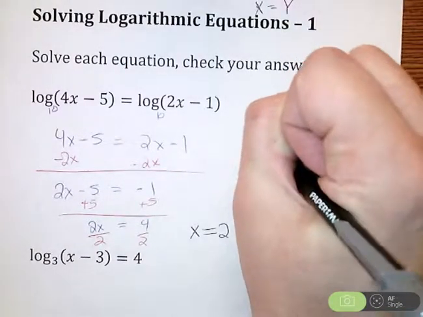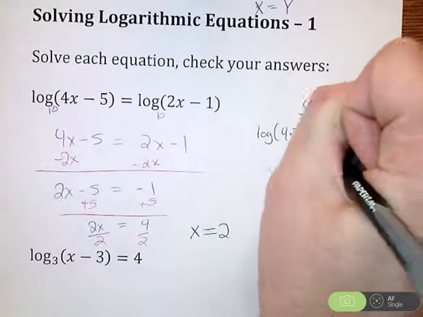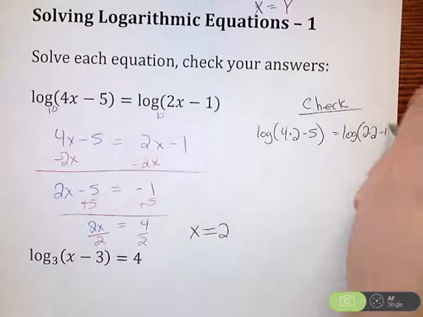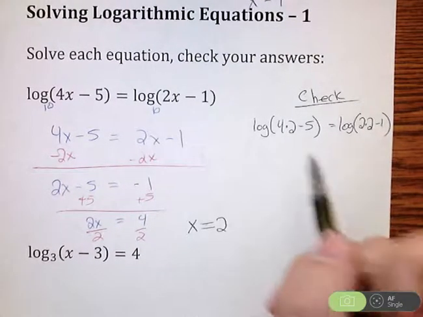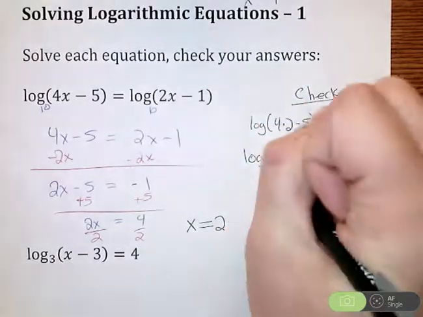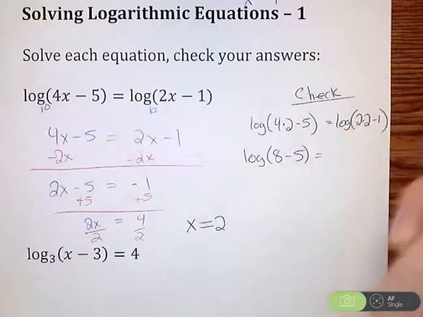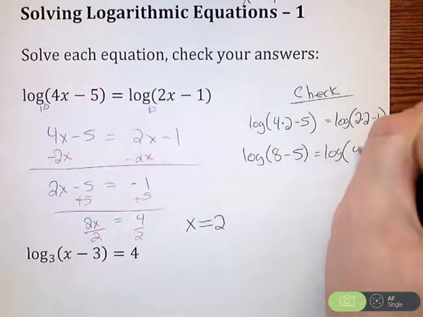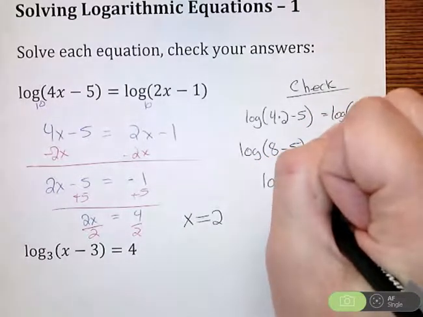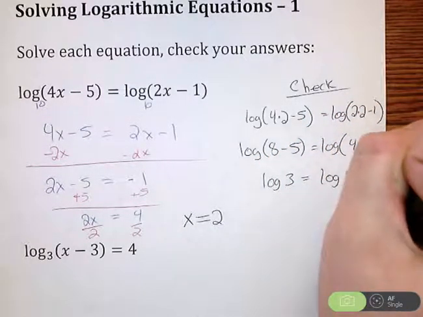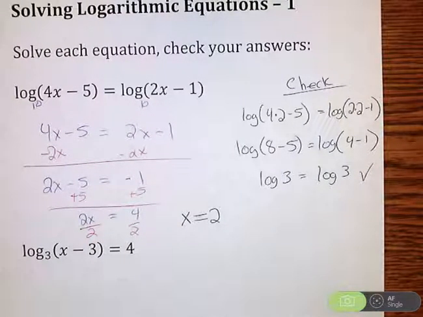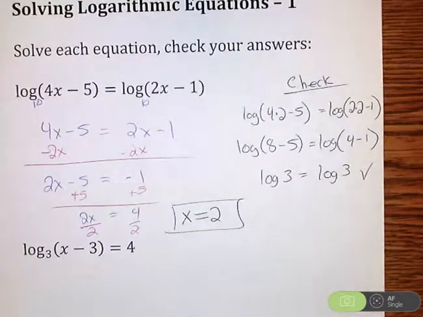So that's going to look like log of 4 times 2 minus 5 is equal to log of 2 times 2 minus 1. So I just have to simplify the inside of the parentheses there. So I have 4 times 2 is 8. So I have 8 minus 5 on the left side. On the right side I have 4 minus 1. Do the subtraction there, I get log of 3 is equal to log of 3. Notice those we can now see are the exact same. So it works, so I know x equals 2 is my solution.